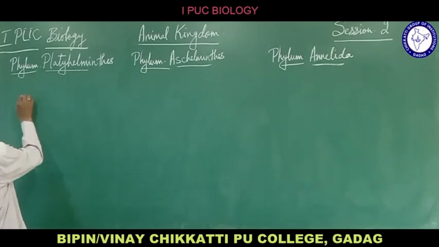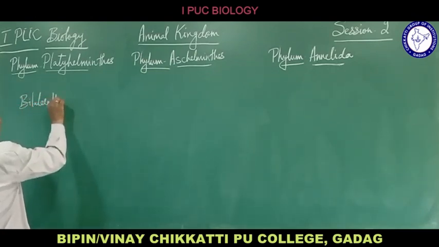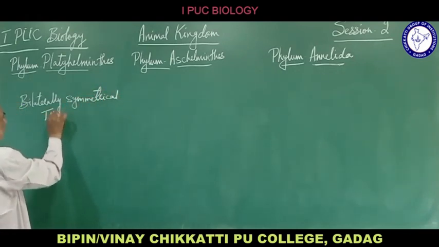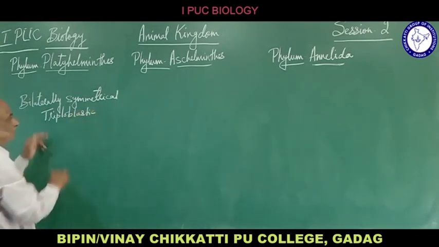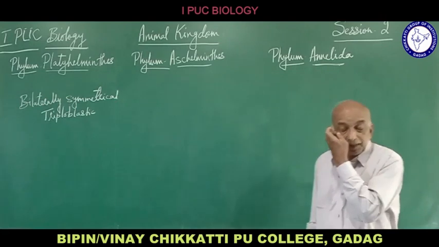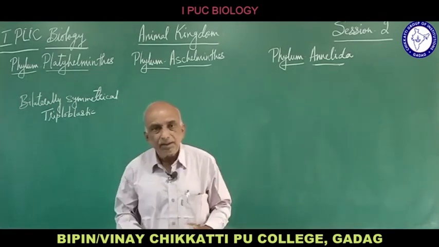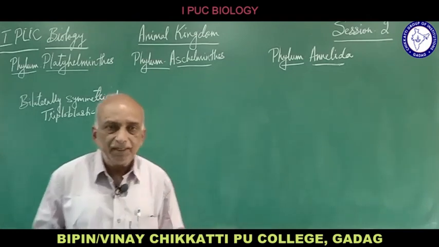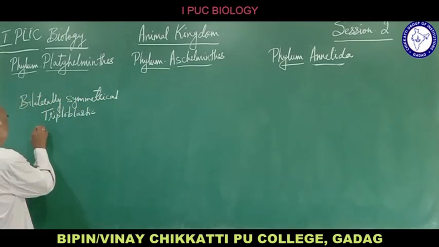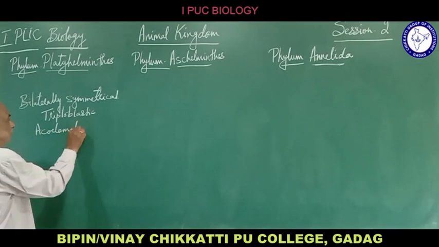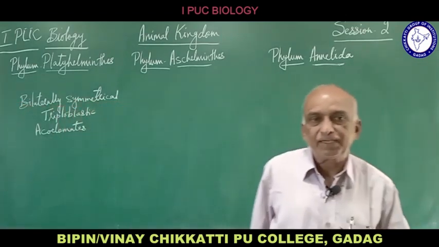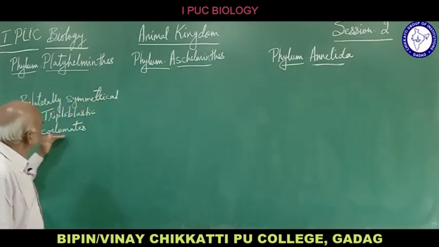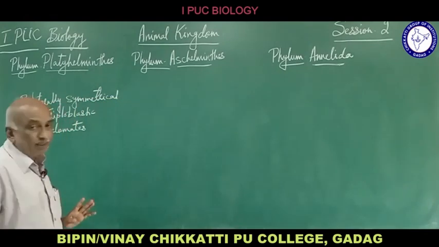Another important character is that they are bilaterally symmetrical. Already we have studied what bilaterally symmetrical means. They are also triploblastic animals. This character is common to all these three phyla. Bilaterally symmetrical means the body can be divided into two equal halves in a single plane only. Triploblastic means the body wall is made up of three layers: ectoderm, mesoderm, and endoderm. They are endoparasites, and they are acoelomates, meaning there is no coelom. Coelom is absent. We have acoelomates, pseudocoelomates, and coelomates, and acoelomate is the characteristic feature of this phylum.